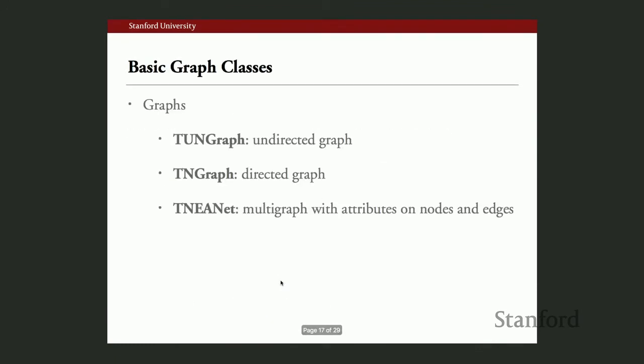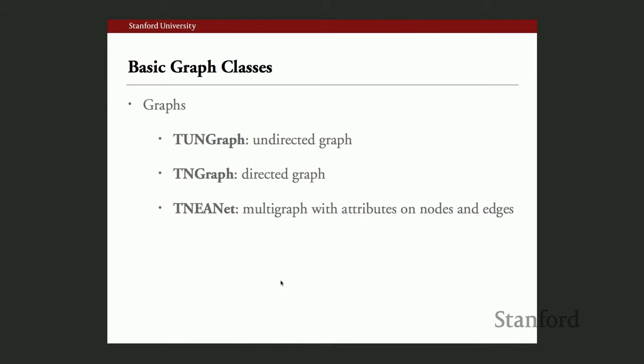So the most important thing, and what you will be working with on every single assignment, are the basic graph classes. I don't know who came up with these names or why, but TUNGraph is the undirected graph type. Like we talked about in lecture, edges have no direction. There's an edge from A to B, there's an edge from B to A, it's all one and the same. TNGraph is a directed graph. So the only difference is a U.